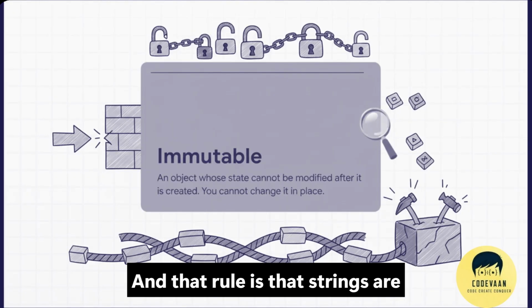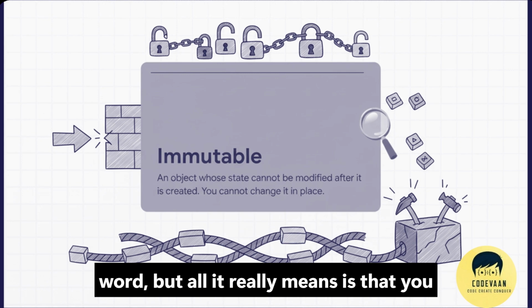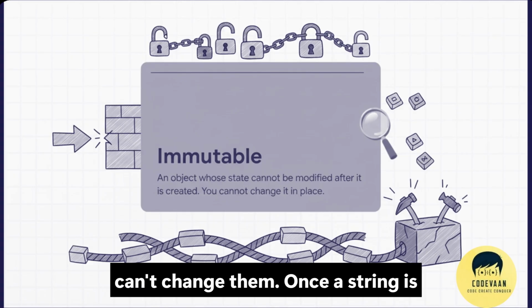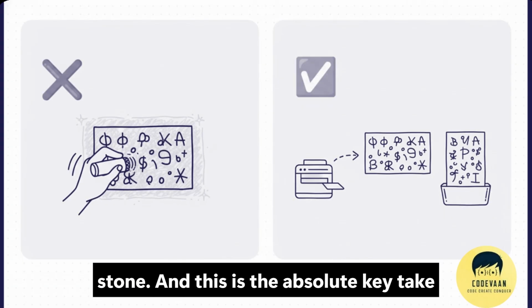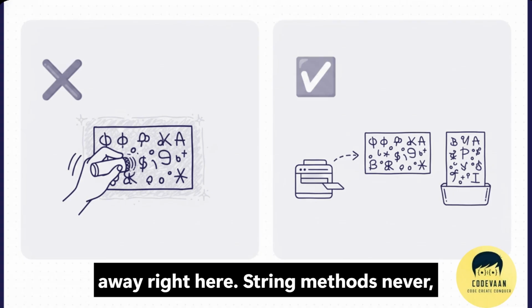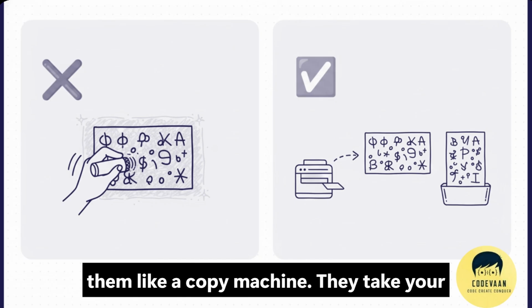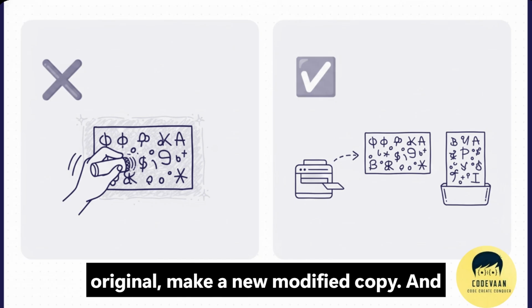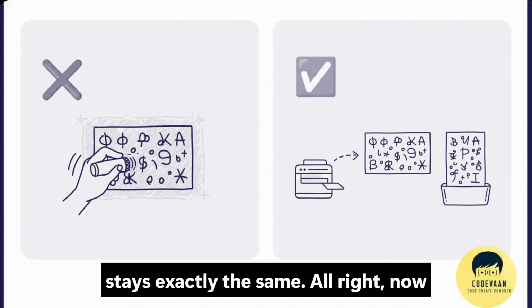And that rule is that strings are immutable. Now, that's a bit of a fancy word, but all it really means is that you can't change them. Once a string is created, it's basically locked in, set in stone. And this is the absolute key takeaway right here. String methods never, ever change the original string. Think of them like a copy machine. They take your original, make a new, modified copy, and you have to save that copy to a new variable. See how the original myString stays exactly the same.